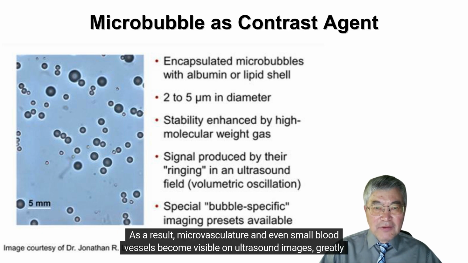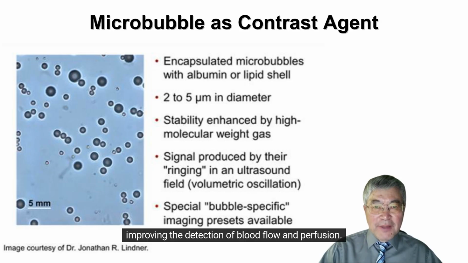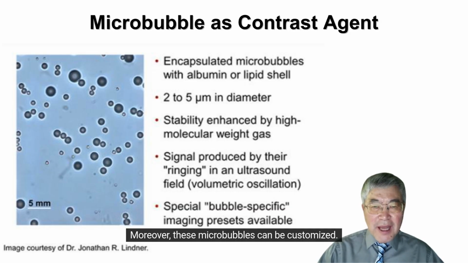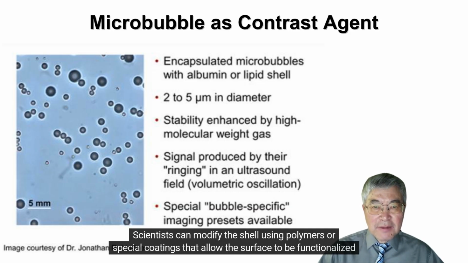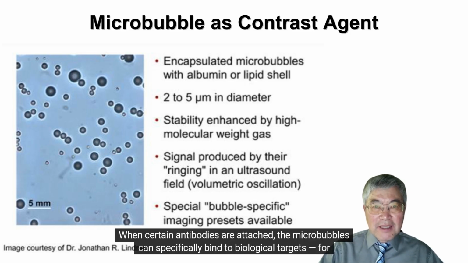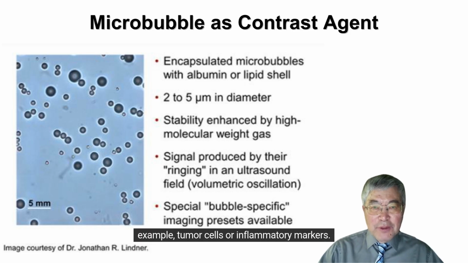As a result, microvasculature and even small blood vessels become visible on ultrasound images, greatly improving the detection of blood flow and perfusion. Moreover, these microbubbles can be customized. Scientists can modify the shell using polymers or special coatings that allow the surface to be functionalized with antibodies. When certain antibodies are attached, the microbubbles can specifically bind to biological targets, for example, tumor cells or inflammatory markers.